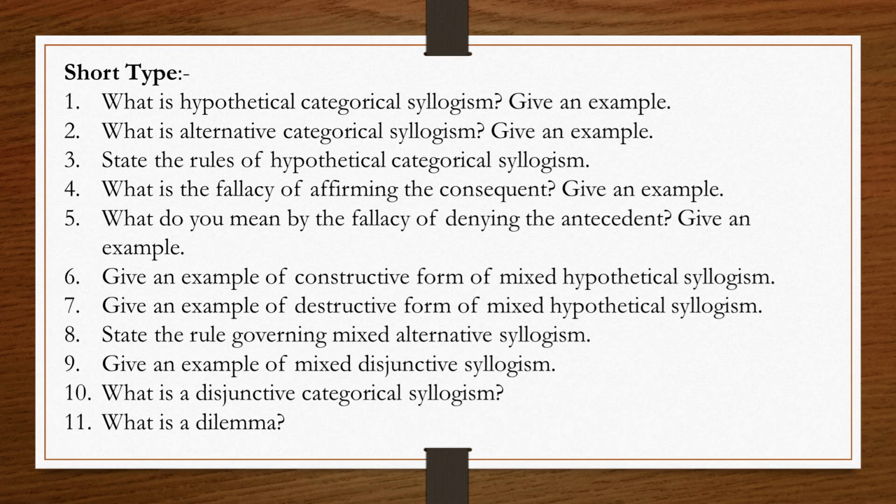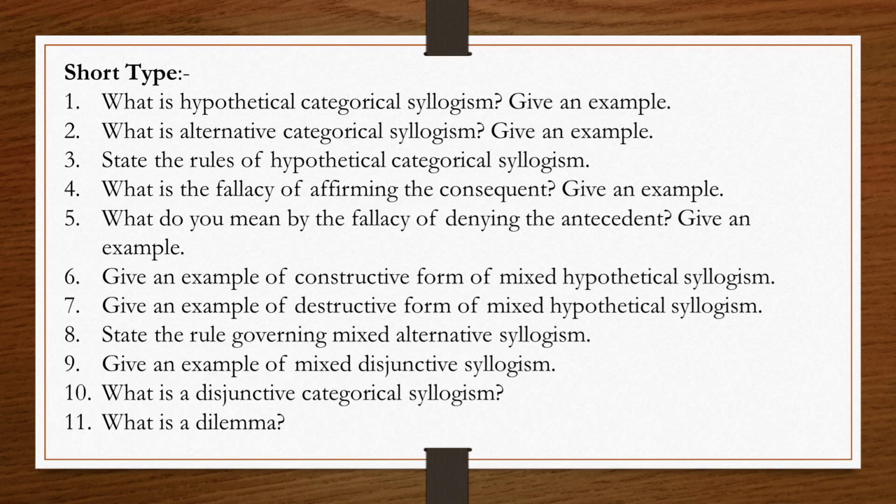What do you mean by the fallacy of denying the antecedent? When we violate rule 2, we commit the fallacy of denying the antecedent. You will give one example here. Give an example of the constructive form of mixed hypothetical syllogism. You will give one example of the constructive form. Give an example of the destructive form of mixed hypothetical syllogism. The example has been given to you; you write that example.